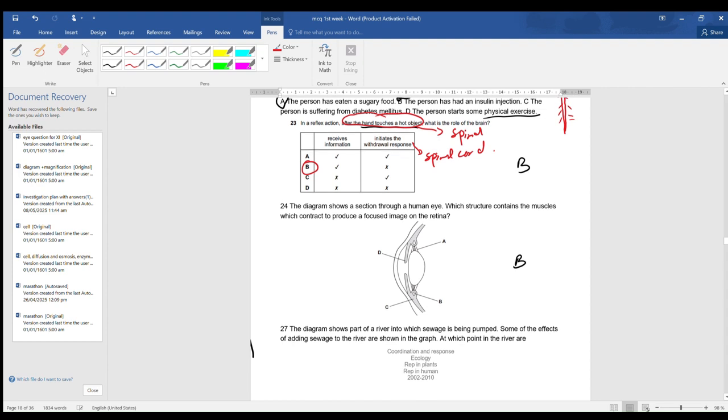Okay, now the diagram shows a section through a human eye where the structure contain the muscle which contract to produce a focused image on the retina. We know that for focusing object, three things are important. Number one, ciliary muscle. Number two, suspensory ligament, and both of them, they control the size of the lens. So where the ciliary muscle is located, at B there is ciliary muscle, so which structure will contract? The B will contract to focus the image on the retina, because we know that muscle can only contract or relax. Lens will just change the shape. It will get longer or thinner, that is, it will get more convex or less convex.